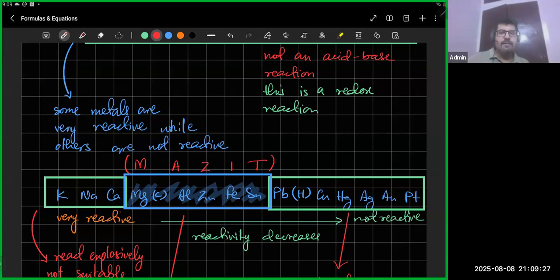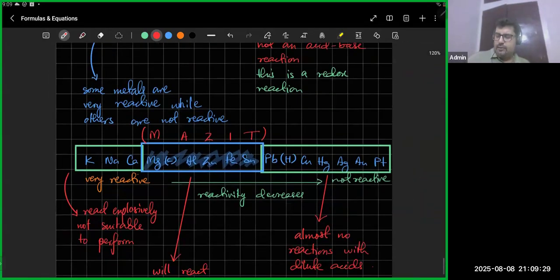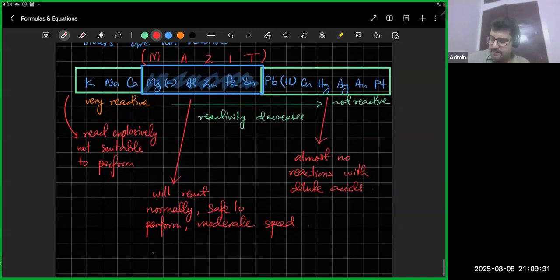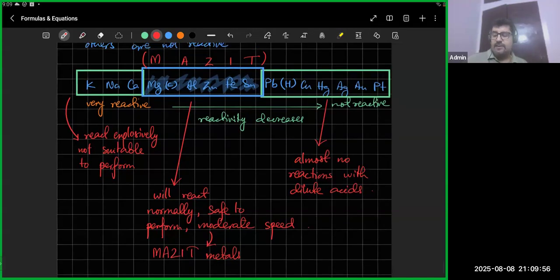Just to remember this, do remember that MASIT metals have these normal reactions. So make sure you keep this in mind. MASIT is just a mnemonic. You just have to keep this in mind. Magnesium, aluminium, zinc, iron, and tin. These are the ones that will have decent reactions. The other ones are not going to have decent reactions.